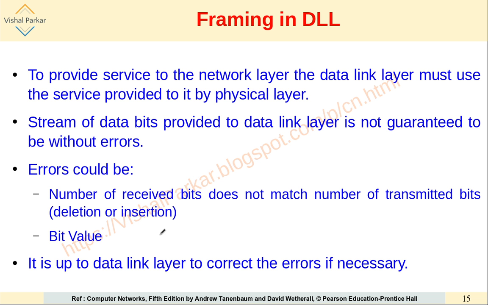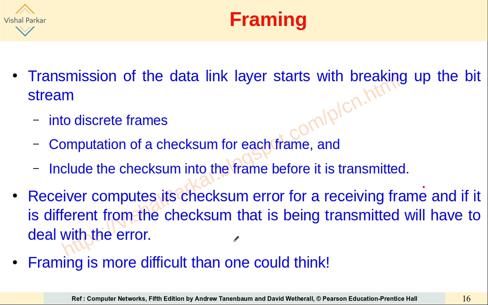Next, if 101 was sent by the sender, it might be received as 111. So 5 was sent, 7 was received. So that's a change in the bit value. So both of these are errors. Now it is the duty of the data link layer to correct those errors if they occur. For error management and the rest of the functionalities, the prominent duty done by the DLL is framing.